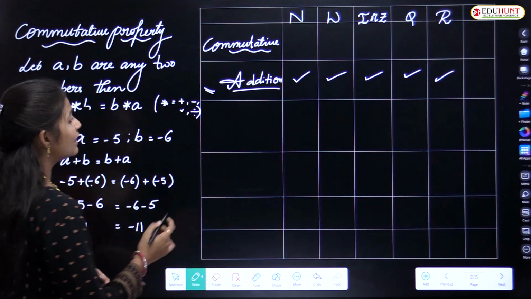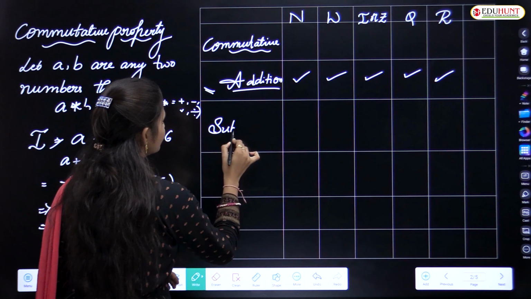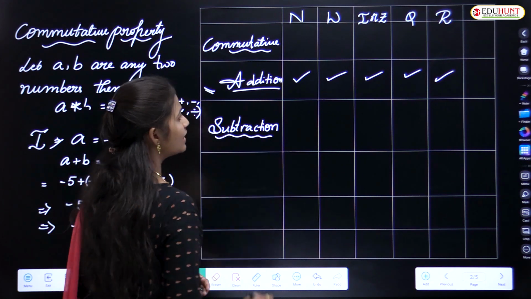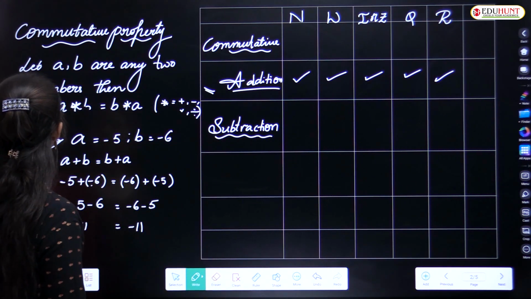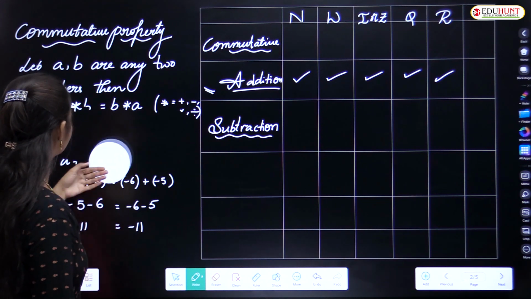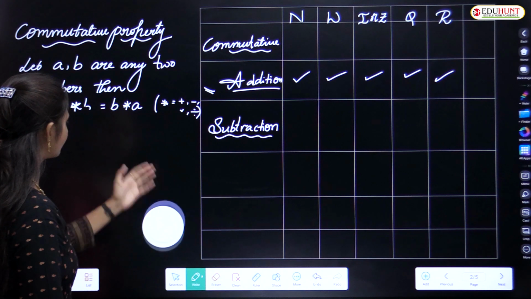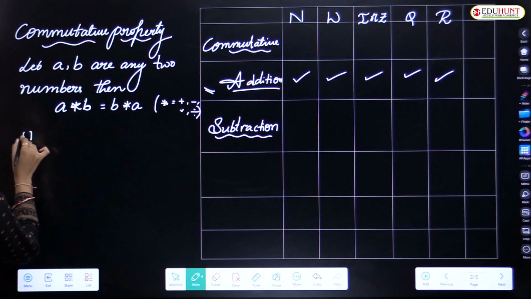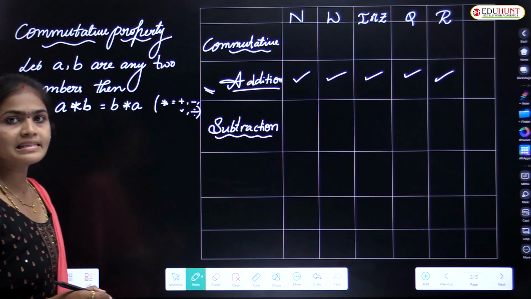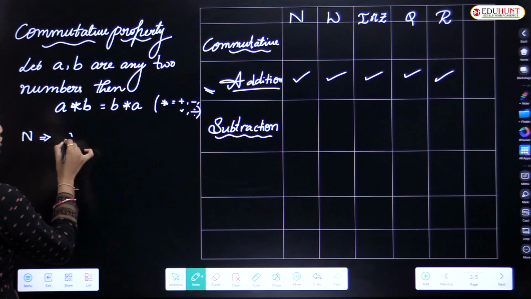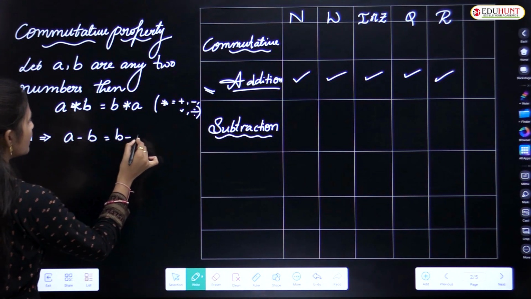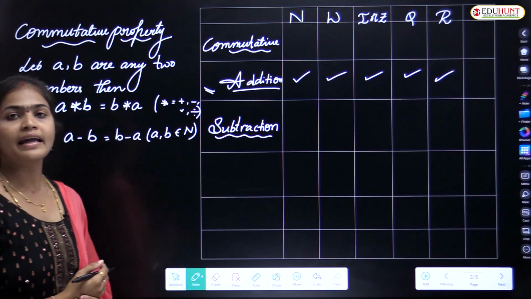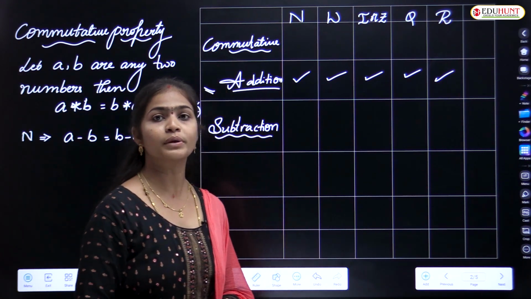Okay, after that apply the subtraction. We have to discuss the subtraction. Okay, in subtraction, how do we have to write here? In natural numbers, a minus b is equals to b minus a, where a, b belong to natural numbers. Here the condition, again, what is the definition for the commutative property under subtraction?